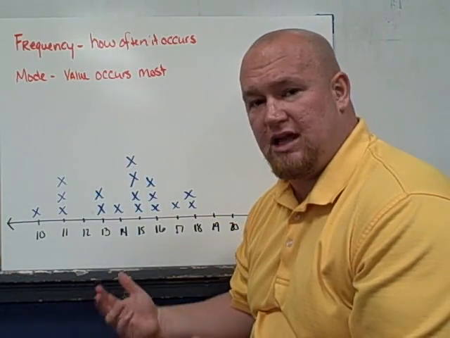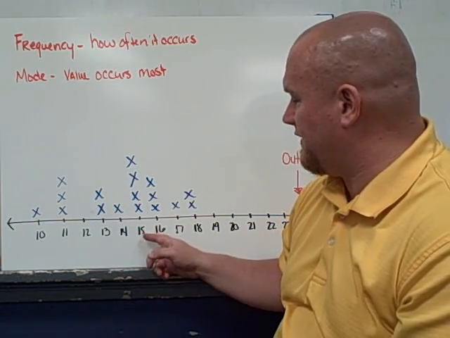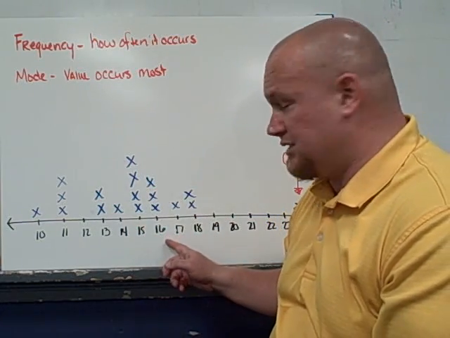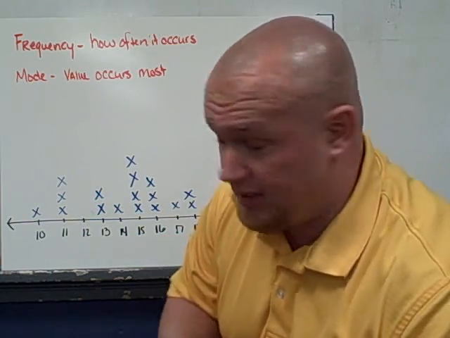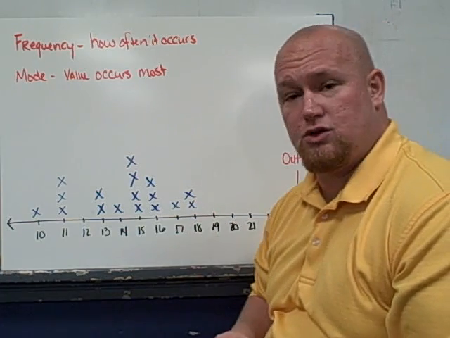10 happened once, 11 happened 3 times. You can see that 13 happened twice, 14 once, 15 4 times. 16 occurred in our data set, this imaginary data set, 3 times. 17 occurred once, 18 occurred twice.